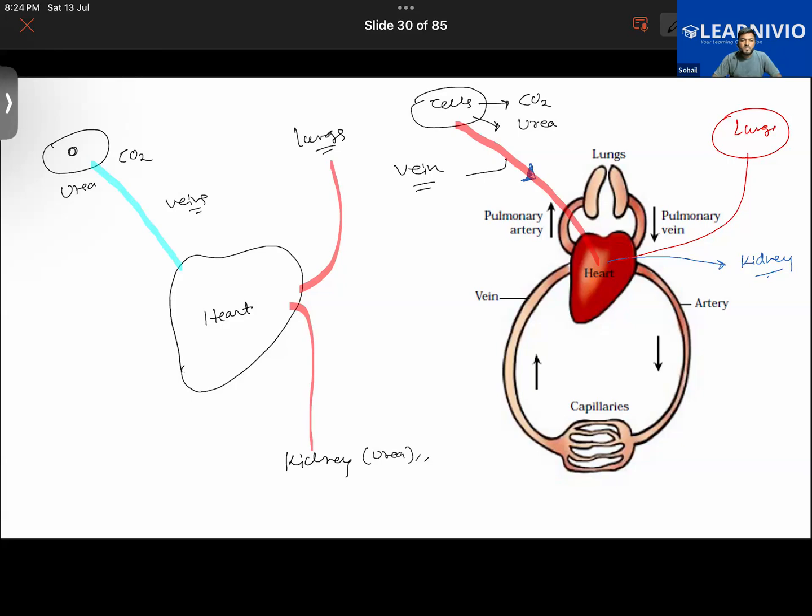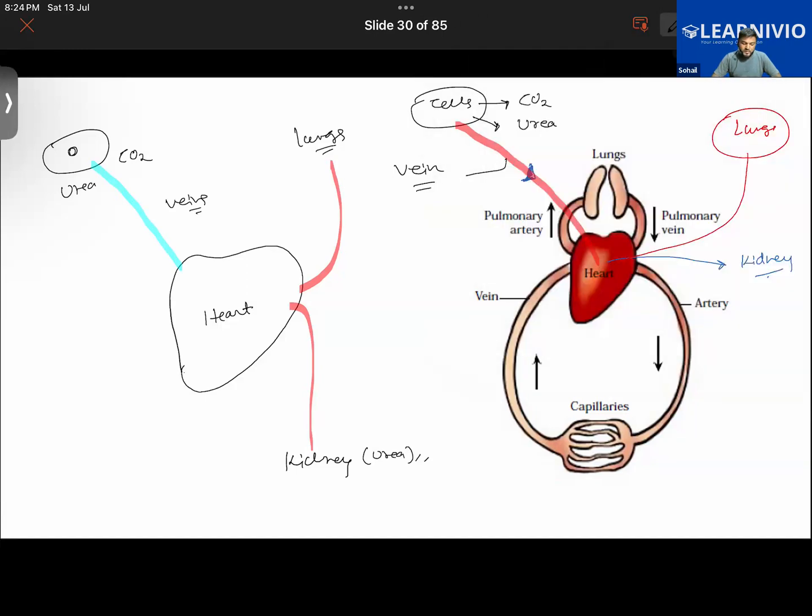You have told that the waste materials produced by cells are carbon dioxide and urea, and lactic acid is also there, right? Where does this lactic acid go? See, this lactic acid is broken down into water and carbon dioxide. The extra water would be lost via sweating, and the carbon dioxide is the same carbon dioxide which will then go to the lungs. Lactic acid further in the body is converted into water and carbon dioxide.